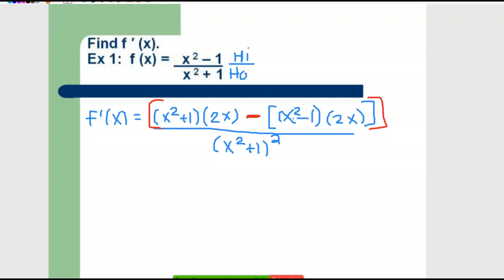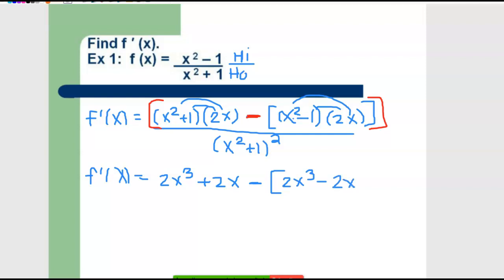So back to the task at hand. Let's clean up that numerator. So we're going to distribute 2x. Then you can distribute a negative.